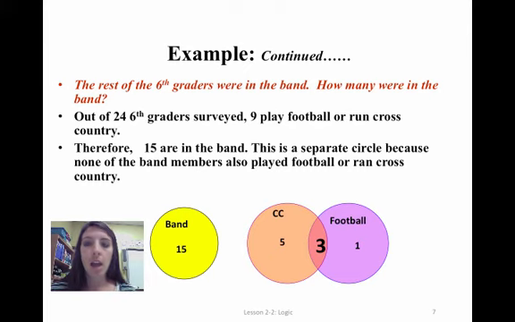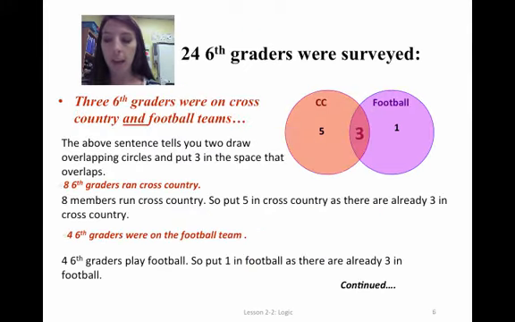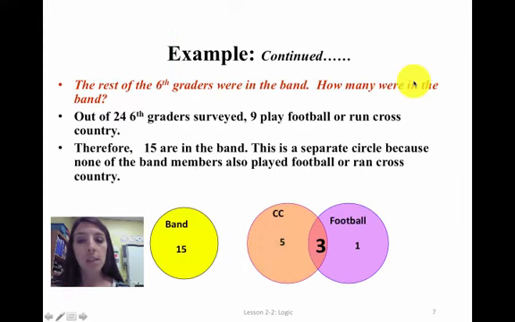Okay? And then if I say the rest of the 6th graders were in the band. Now remember, you have to go back. We surveyed 24 6th graders. Okay? And here we only have 5, 6, 7, 8, 9 people that are accounted for here. So if I tell you the rest of the people were in the band, how many people were in the band? Well, 24 6th graders, 9 played football or ran cross country or did both. That means that 24 minus 9, there are 15 people left that are in the band.